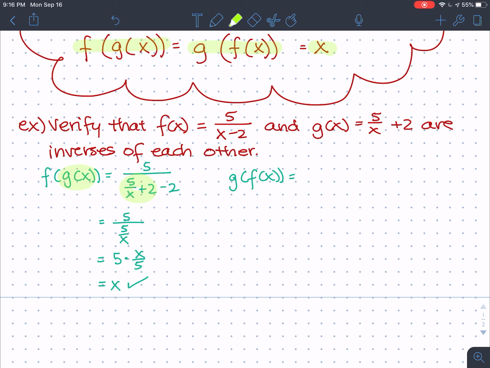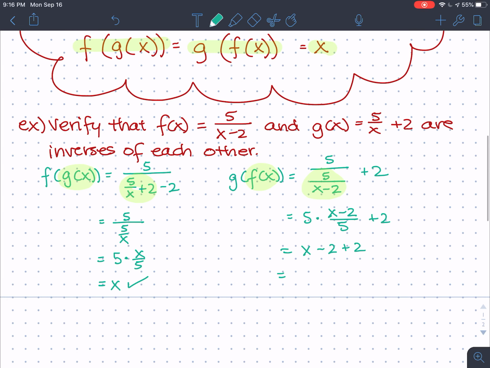So now I'm going to put f into g. So g says 5 over x, but instead of x, I'm going to write what f is, and it's plus 2. So this right here was f of x. Well, again, I'm dividing by a fraction, so I'm going to multiply by the reciprocal, but then the 5s would cancel, and then the 2s would cancel, whoops, and I got x. Yay!